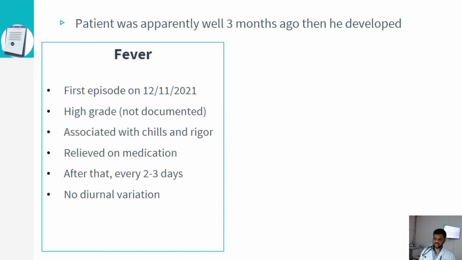So he was apparently well 3 months ago. Then he developed fever. First episode in month of November. That was high grade, associated with chills and rigor. Relieved on medication. After that he had fever every 2 to 3 days, and as such there was no diurnal variation.